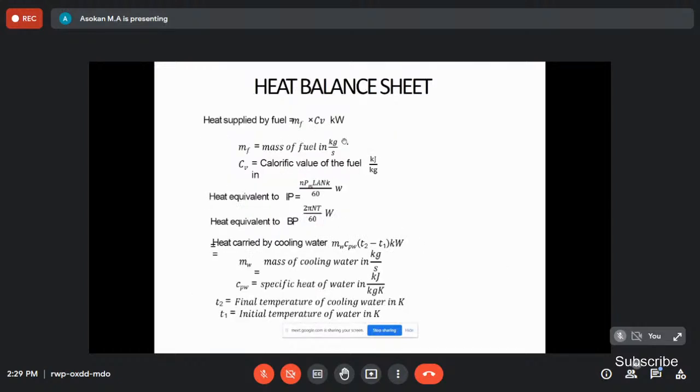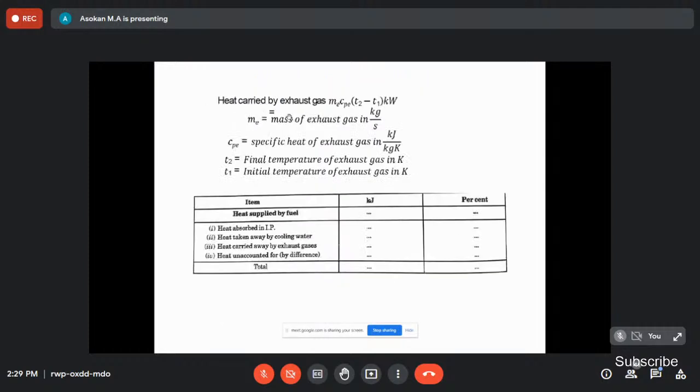And this is the heat supplied by the fuel: mass of the fuel times the heating value of the fuel. You can calculate the equivalent indicated power. And the heat carried with the cooling water is m Cp delta T: the mass of water, the specific heat capacity of water, and the temperature difference between the water inlet temperature and outlet temperature. Right? And similarly, the heat carried with the exhaust gas: the inlet temperature, the outlet temperature of the exhaust gas, and the mass of the exhaust gas. You can find the heat carried with the exhaust gas.